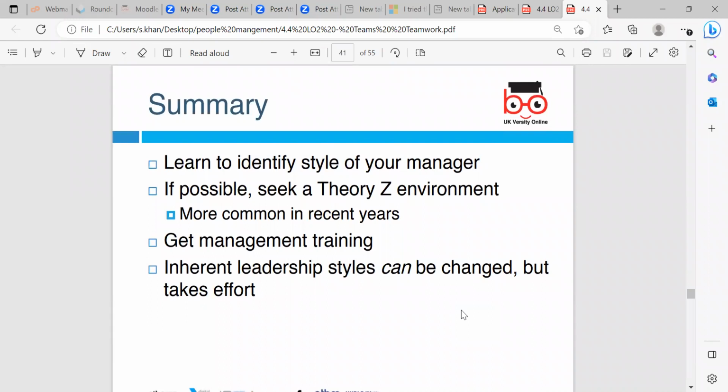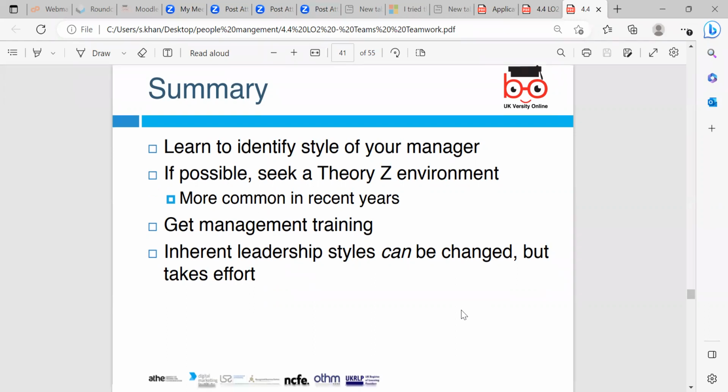So, summary: learn to identify the style of your manager. If possible, seek a theory Z environment, more common in recent years. Get management training. Inherent leadership styles can be changed, but it takes effort.